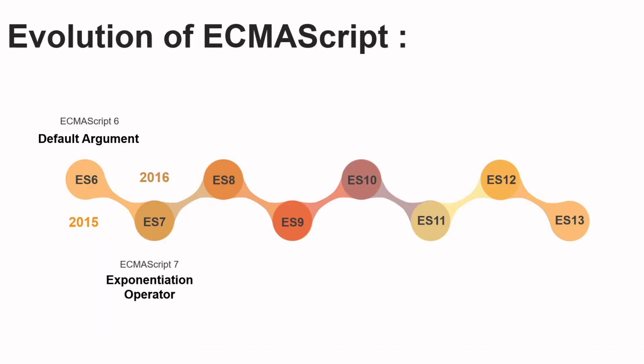Released in 2016 was ES7 or ECMAScript 7. It introduced features like array.prototype.includes and the exponential operator. This exponential operator is used to calculate the power of a number. Before ES7, we used Math.pow to calculate powers, passing the base and exponent as parameters. But now with ES7, we can use the double asterisk operator to calculate powers in a more concise way.